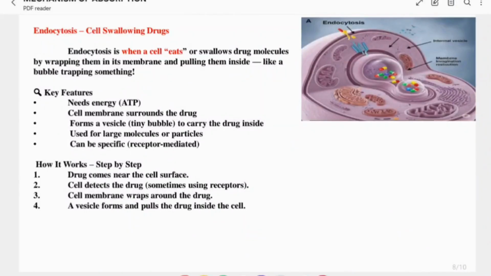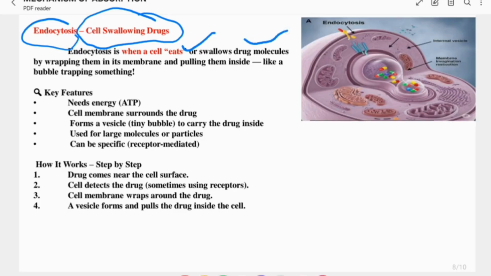Now endocytosis, or cell swallowing of drugs. So endocytosis means when the cell eats the drug, that is swallowing of the drug molecules. How? By wrapping them in its membrane and pulling them inside. So in this diagram we can see cells engulf or swallow the drug particles or drug molecules.